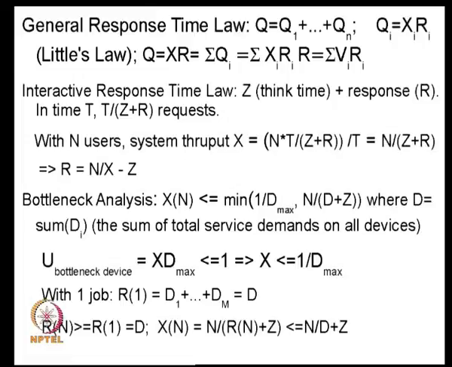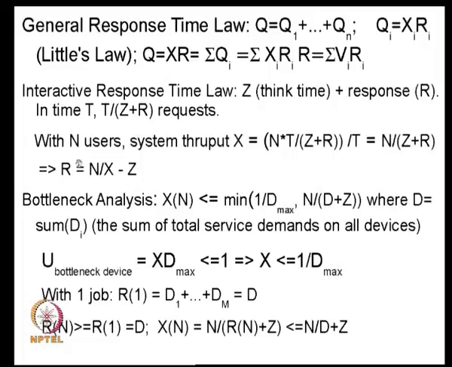Again, we are using Little's law one more time. There are some interactive systems for which think time is given. If think time is Z and the response time is R, then in time t you can only make t by (Z + R) requests, because you have to add your think time and response time. That is the number of times you can go back and ask for some service. This is the maximum you can do.